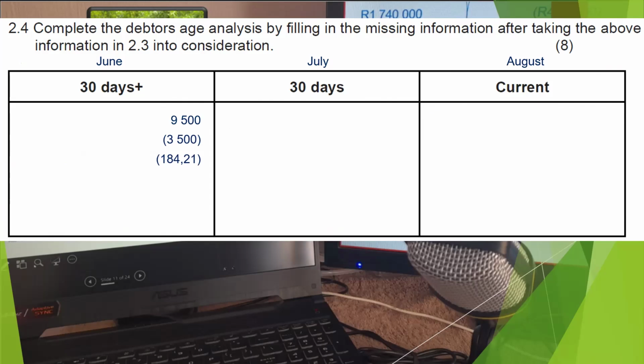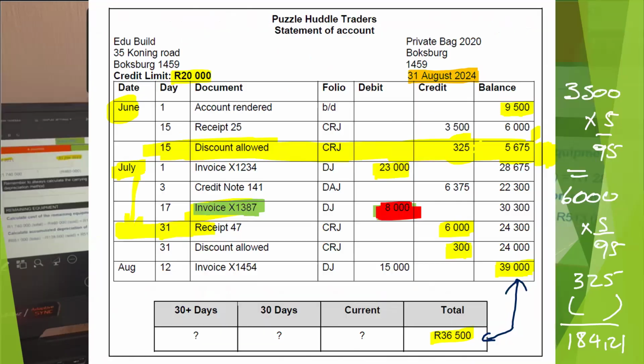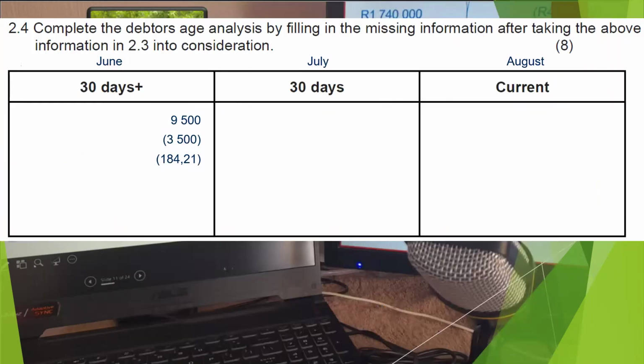Okay. And let me see what comes after that. They told you that we issued an invoice. There was an invoice that was issued to EduBuild. That invoice of 23,000 Rand will be recorded in the month it was issued, which will be July. Right? It was issued in July. Invoice goes to the month in which it was issued. So we will put that 23,000 under July. Awesome. You still with me?